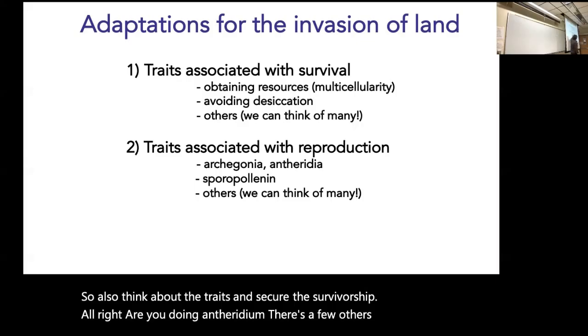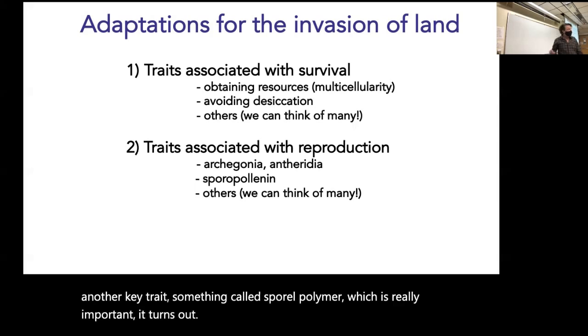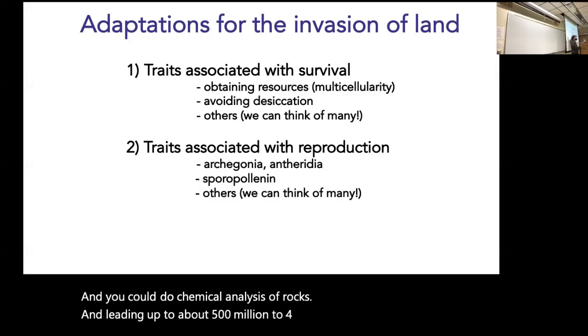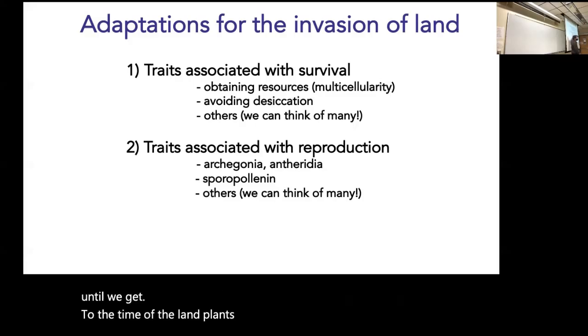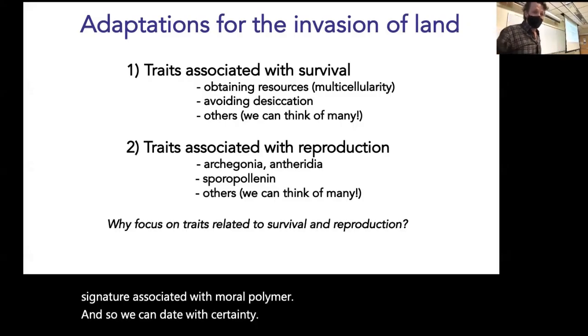Another key trait, something called sporopolymer, which is really important, it turns out, because you can look at the biomolecular signal of sporopolymer in rocks. You can do chemical analyses of rocks. And leading up to about 500 million to 400 million years ago, we see no evidence at all of the unique chemical signature of sporopolymer until we get to the time of the land plants, where we see a spike of the chemical signature associated with sporopolymer. And so we can date with certainty the arrival of the land plants.